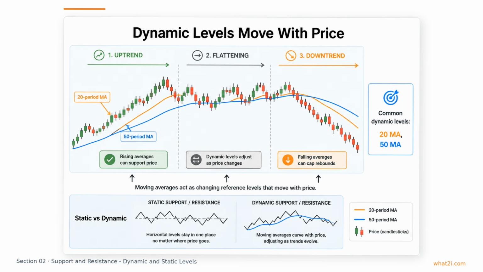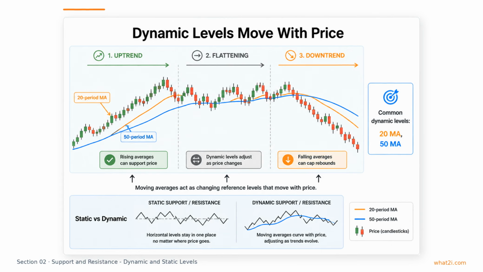In an uptrend, a rising moving average may act like support as price pulls back into it and buyers step in. In a downtrend, a falling moving average may act like resistance as rallies run into selling pressure near the line. Common choices such as the 20-period and 50-period averages are popular because many traders watch them. Unlike static levels, dynamic levels adjust over time, so they give you a moving reference instead of a fixed one. That makes them especially useful in trending markets where the important price area is not staying in one place.